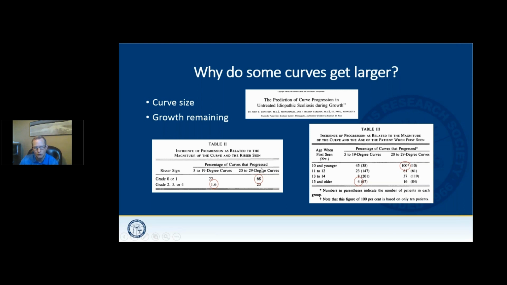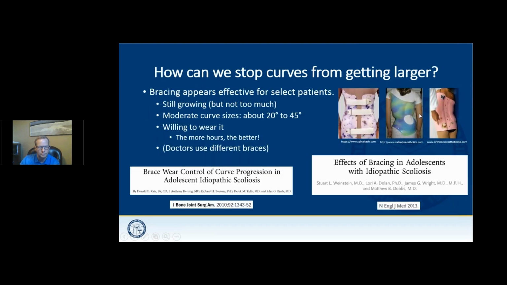So on the left column, we have markers for how old you are, and then on the top, we have smaller curves and bigger curves. And just notice the circles. So smaller curves in older patients have a very low risk of worsening, and larger curves in younger patients have a much higher risk. Same thing here, smaller curves, older patients, low risk, larger curves, and younger patients, much higher risk.